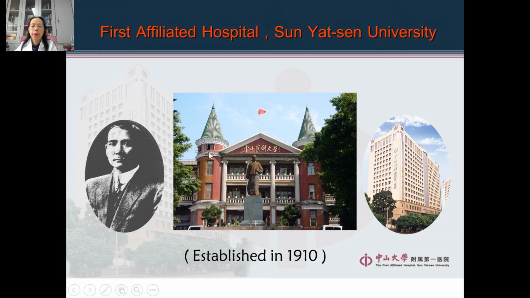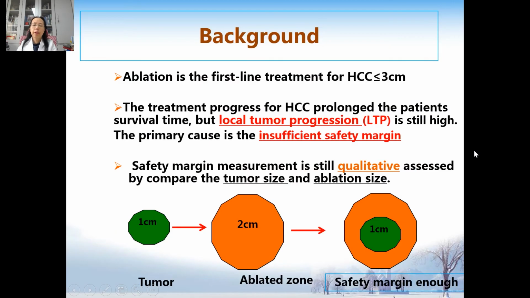This is our university main building, and this is our hospital main building. Our hospital was established in 1910. As we know, ablation is the first-line treatment for HCC less than 3 cm. The treatment progression of HCC has prolonged the patient's survival time, but local tumor progression (LTP) is still a problem.